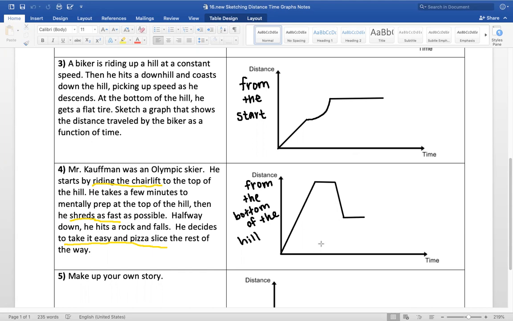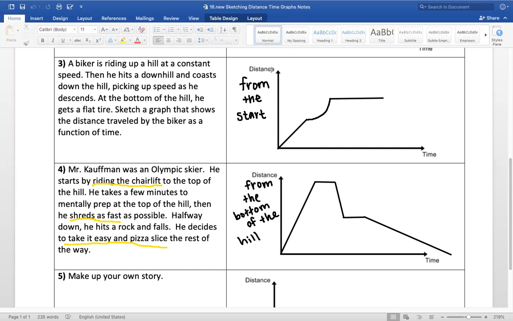Okay, so after that, it says that he pizza sliced the rest of the way. That means he goes way slower. We're going to show Mr. Kaufman going extremely slow at the end there. And that's what Mr. Kaufman's graph would look like. I probably was a little too generous on this chairlift speed. Chairlifts probably go a lot slower than that. Yeah, but that would be a really fast, terrifying chairlift.